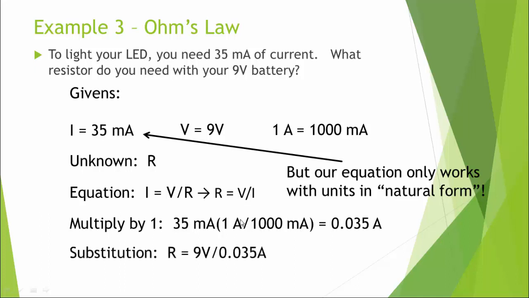Okay. Now we can go ahead and do our substitution step. R is equal to 9 volts divided by 0.035 amps. Resistance is equal to 260 ohms. Are we done? No, we're not. We need to ask ourselves the two questions.